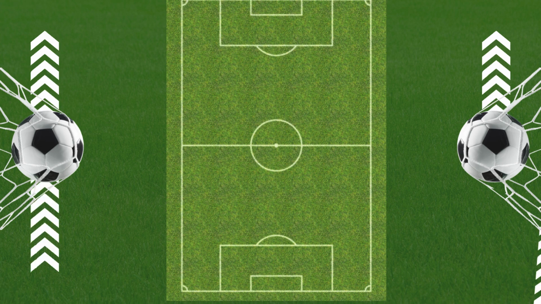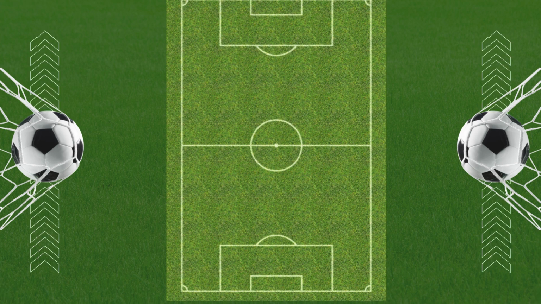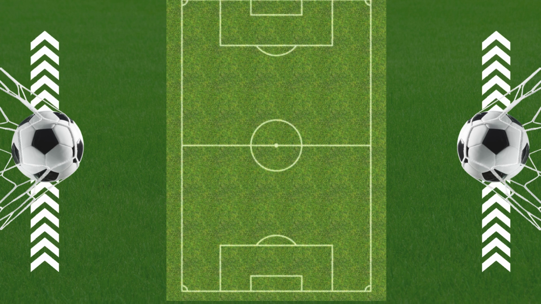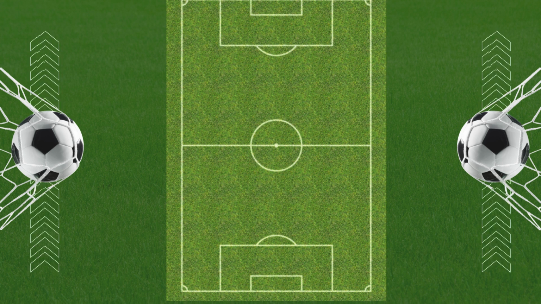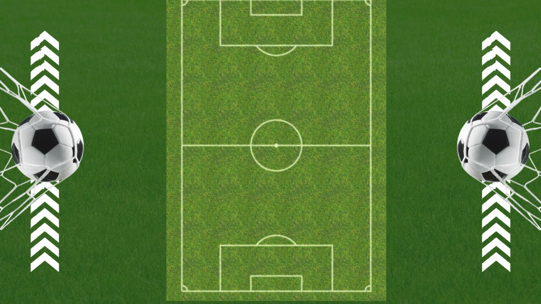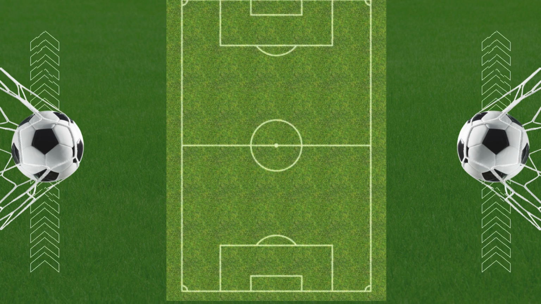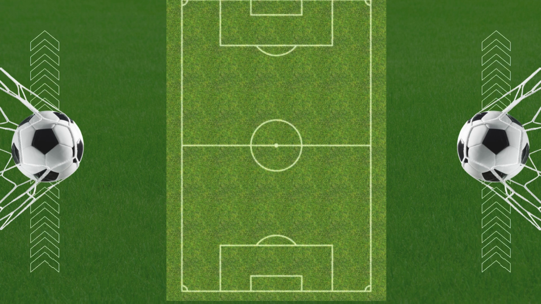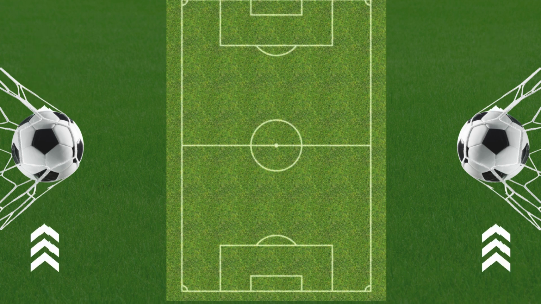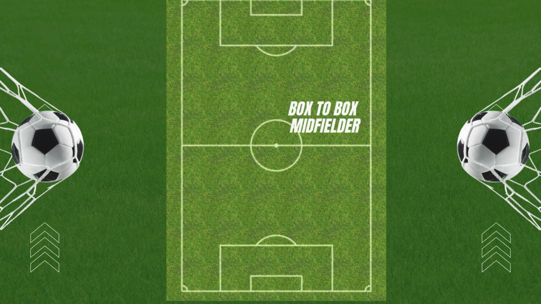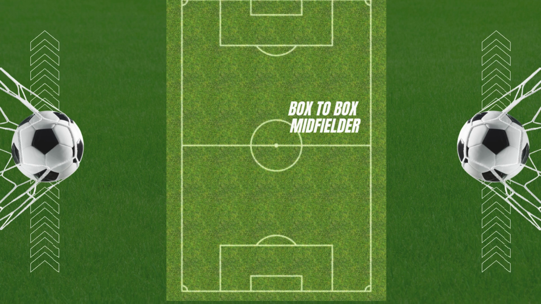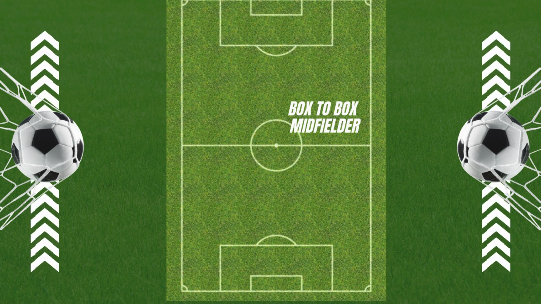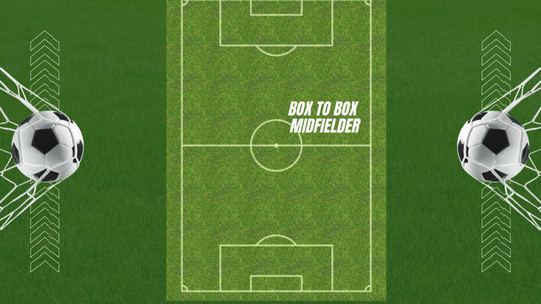The position I would like to talk about now is, in my opinion, one of the best and one of the most difficult, since you need to have the capability to attack and defend and to give the team a lot more balance. And this is the box to box midfielder. The example I chose, I consider would be the best. And the example is Federico Valverde from Real Madrid.